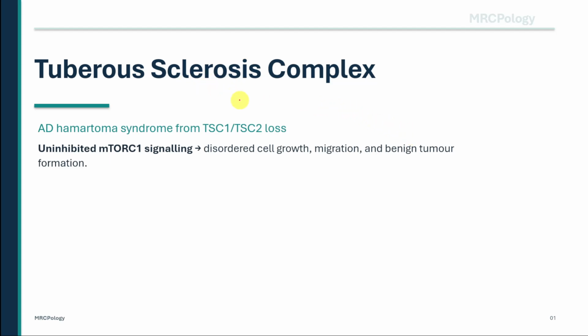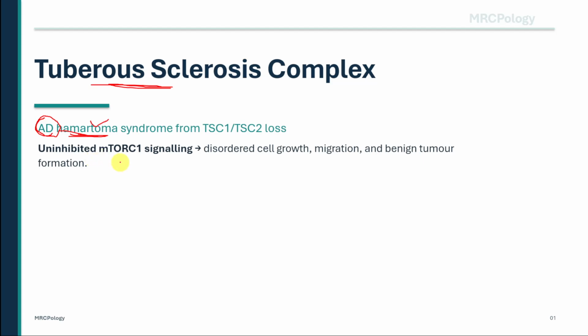Imagine a child with infantile spasms, pale leaf-shaped patches on the skin, and an echocardiogram showing cardiac rhabdomyomas. For MRCP, that combination should immediately make you think of tuberous sclerosis complex. Tuberous sclerosis complex is an autosomal dominant hamartoma syndrome caused by loss of function in TSC1 or TSC2. A hamartoma means normal tissue cells growing in a disorganized way.